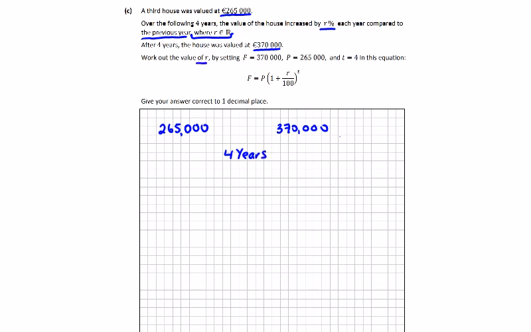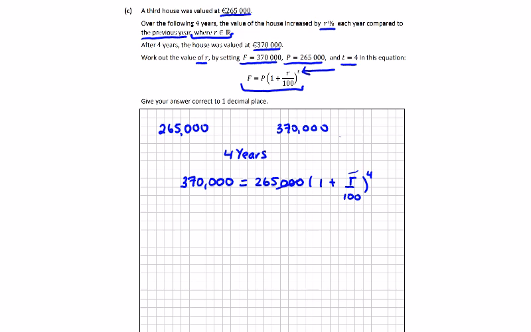Work out the value of R by setting the final value to be 370, and we have this formula here. We're going to sub some values into it. P to be 265, T to be 4, and give your answer to one decimal place. So we're working out a power here. So working out powers, log rules, we're working out R in this case, so let's just fill our values in. 370 is equal to 265 times 1 plus the unknown R over 100 to the power of 4.